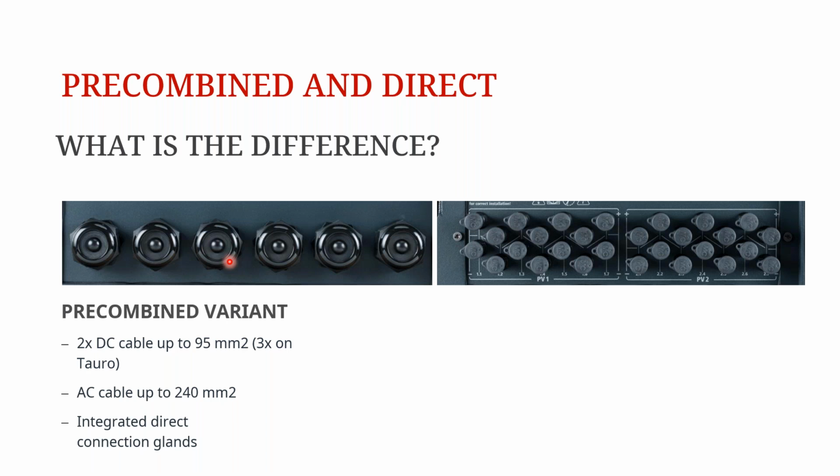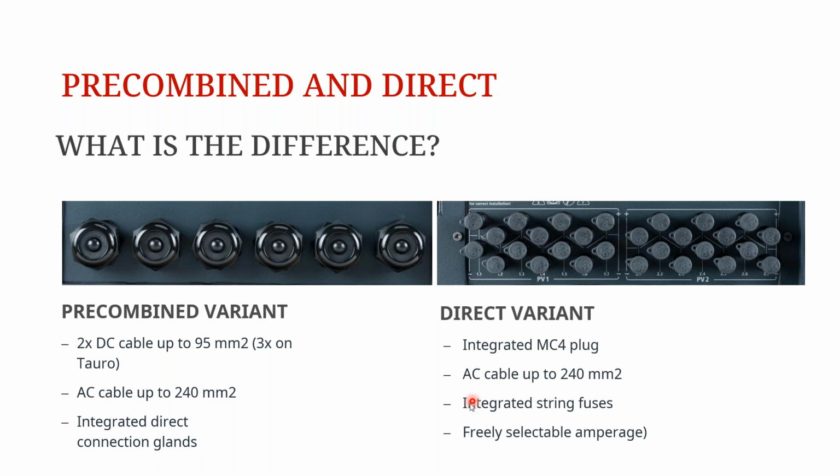But in terms of the pre-combined version, which is the photograph to the left, you can have a maximum of up to 6 cable glands in the inverter, depending on the power class. On the AC side, you are able to connect up to 240 millimeter square of AC power cable, and all the cable glands for the AC and the DC side can be integrated depending on which variant you select, as we are going to see later in the Tauro configurator.